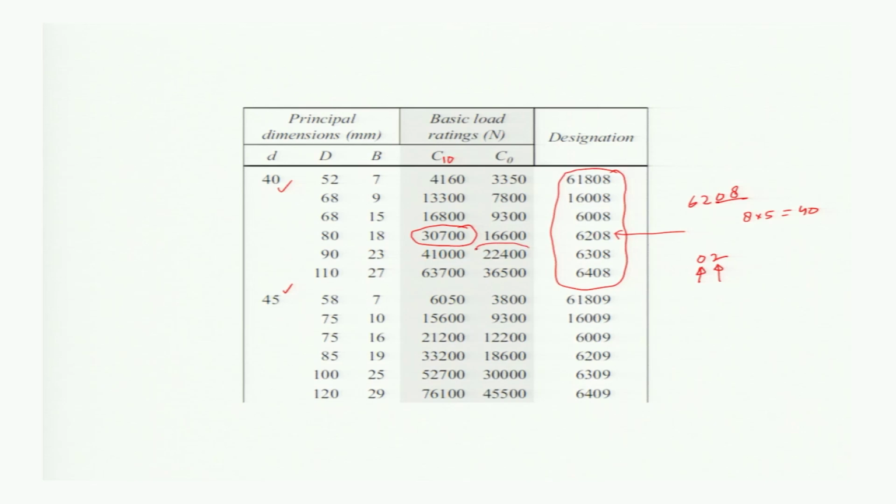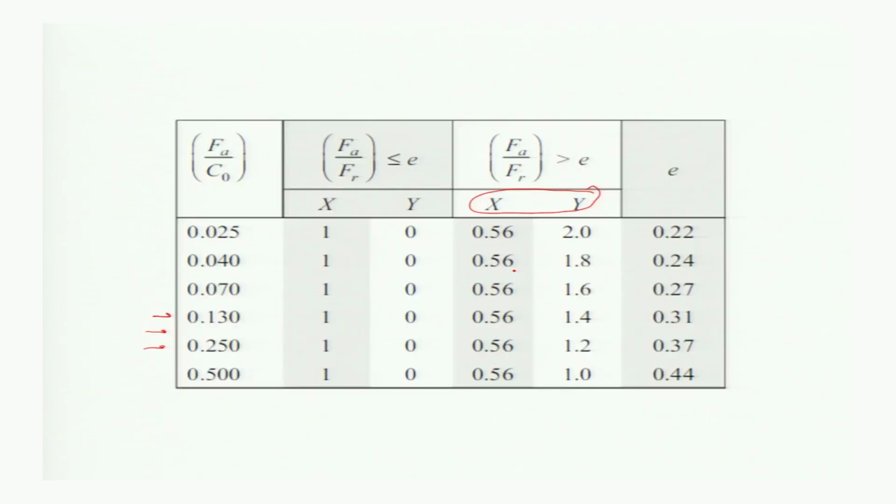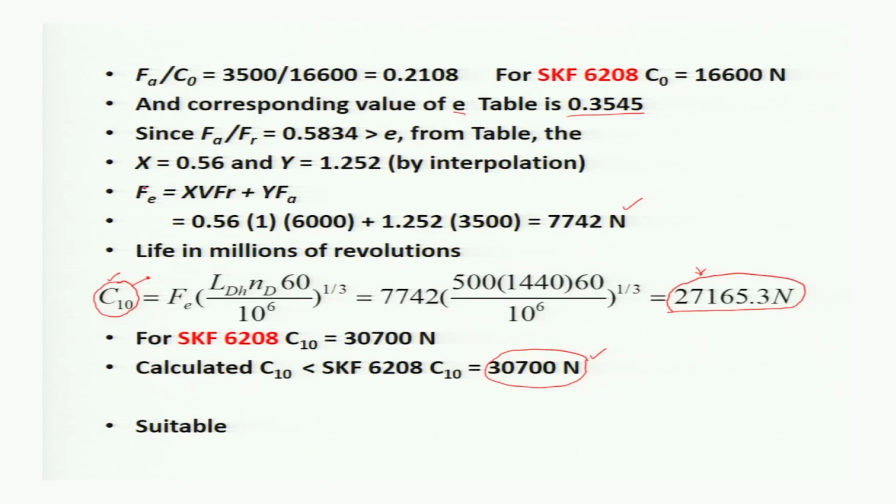So, with this C0 again we will find Fa upon C0 and then you will get the value of e, then X and Y. After getting X and Y, again we will calculate the value of equivalent dynamic load Fe, and then this C10, and that C10 will be compared with the C10 of the selected bearing. Now, C10 of the selected bearing should be more than this calculated C10.